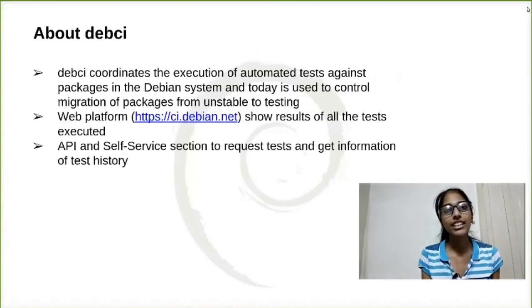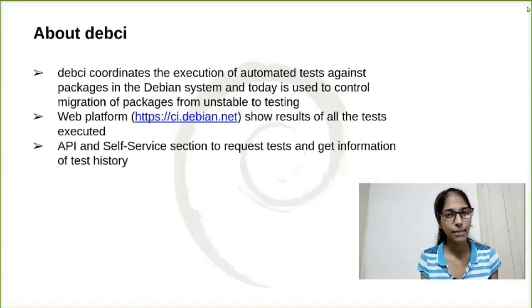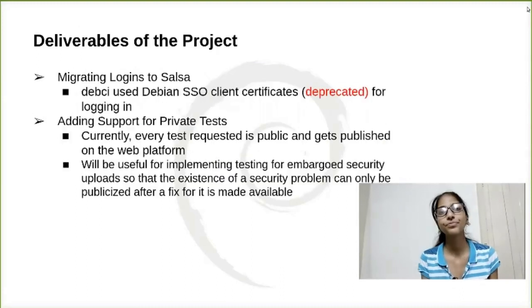Now, since my project concerns DebCI, a little introduction to it. DebCI coordinates the execution of automated tests against the packages in the Debian system. As of today, it controls the migration of packages from unstable to testing. It has a web platform, ci.debian.net, where all the test results are published. It provides package maintainers both with an API as well as a self-service section, which is a GUI, to request tests and check out their test history.